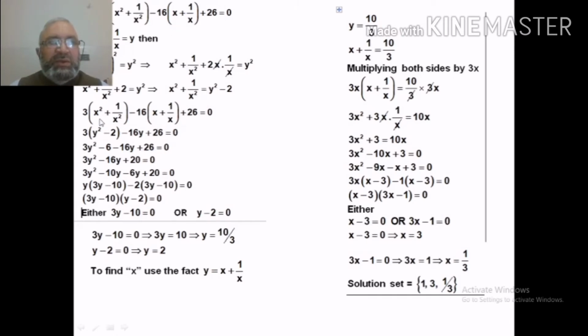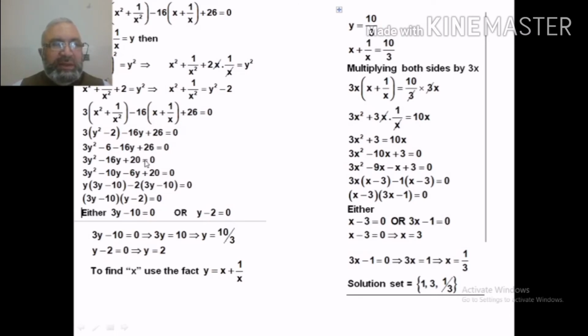So in the original equation, we get 3 into (y square minus 2) minus 16, and for x plus 1 over x we put y, so it becomes minus 16y plus 26 is equal to 0. Simplifying the brackets, we get 3y square minus 6 minus 16y plus 26 equal to 0, or 3y square minus 16y, and minus 6 plus 26 becomes plus 20, equal to 0. This is the standard form of a quadratic equation.